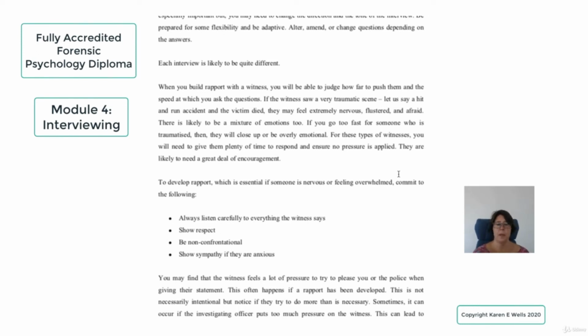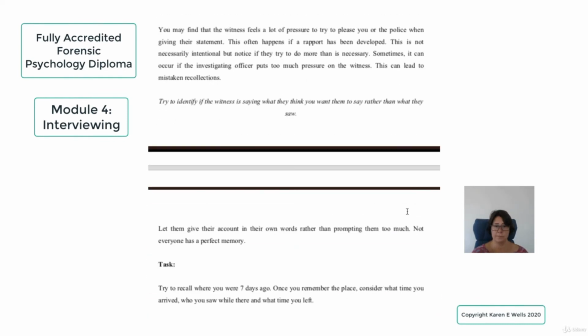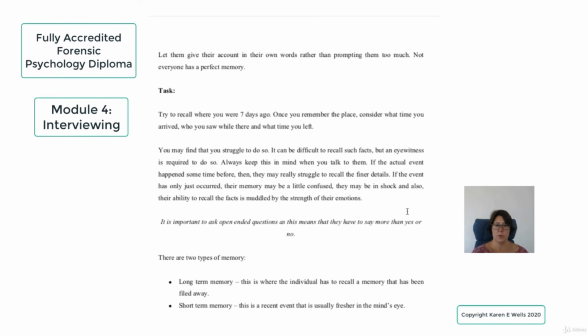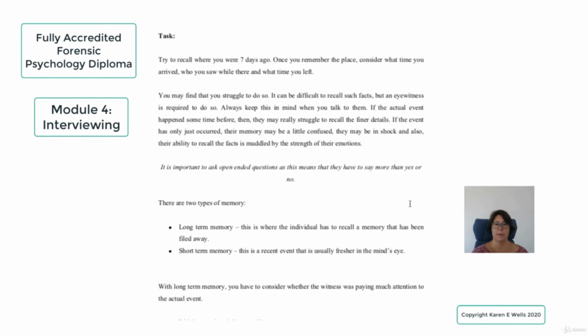So to develop that rapport with somebody, which you would do with your psychology clients anyway, you're always going to listen carefully to everything the witness says. You're going to show respect, be non-confrontational, and show sympathy if they're anxious. So we've put a task in there for you.